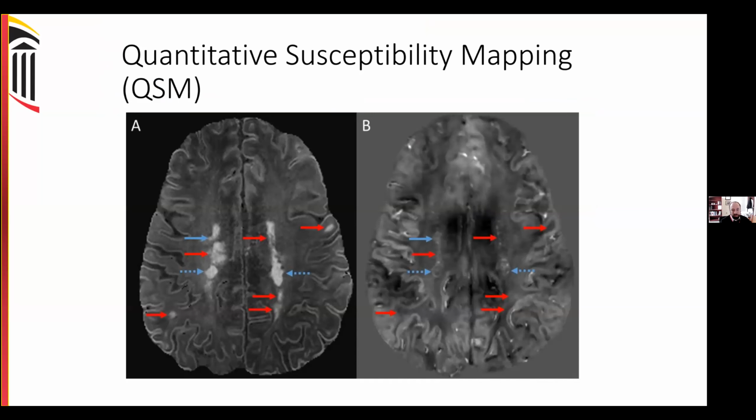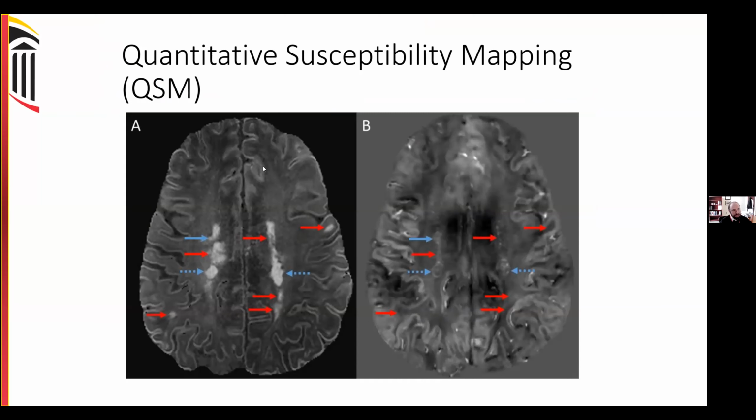So our group has taken a look at visualizing this lesion type using a different technique for post-processing, which many of you are probably familiar with, quantitative susceptibility mapping, or QSM. So this is a figure from one of our papers, and what you can see here is the FLAIR image, and this is from a 7T MRI scan on a patient with multiple sclerosis.